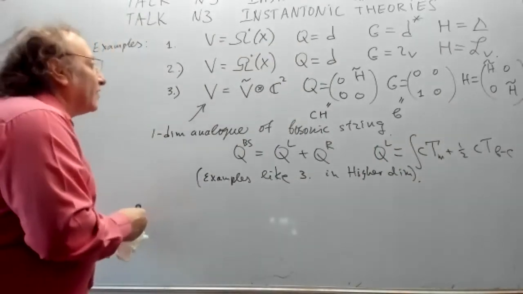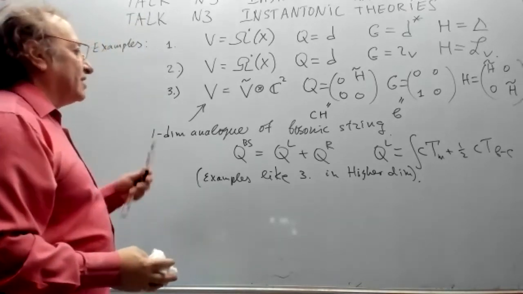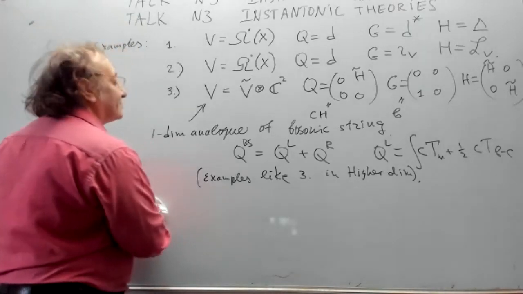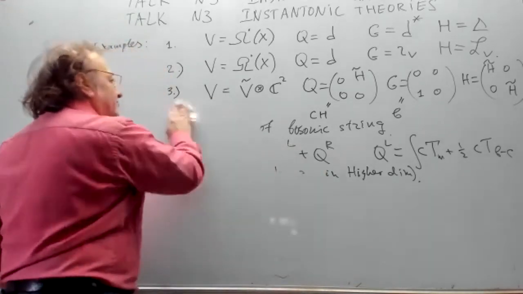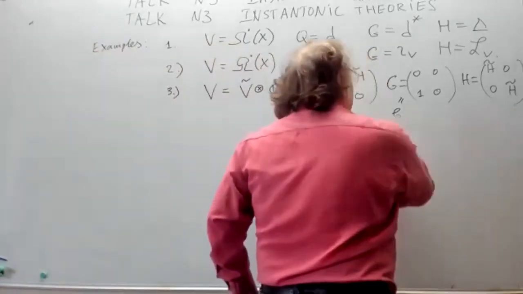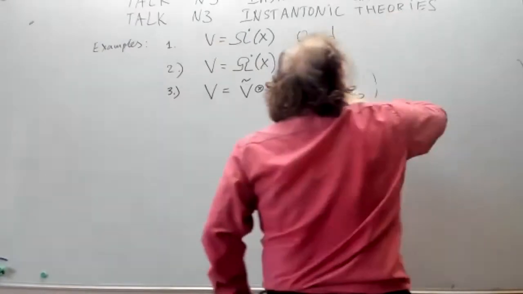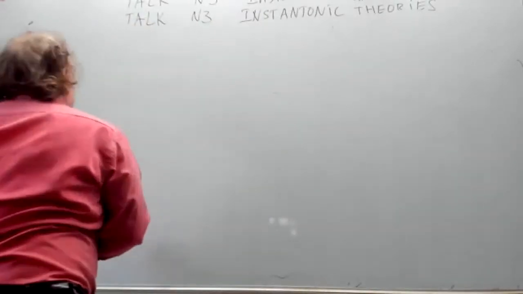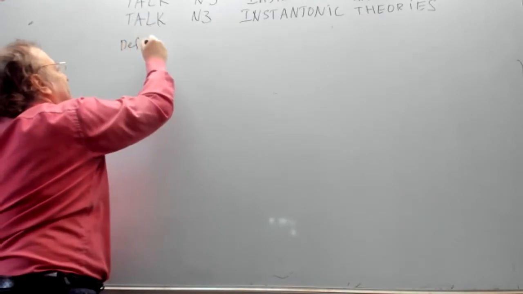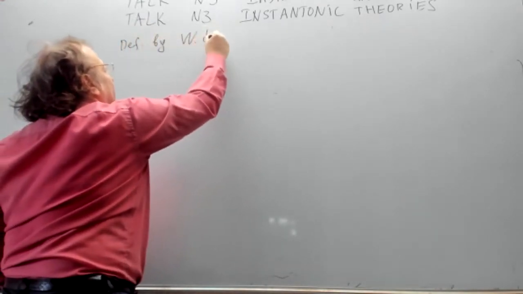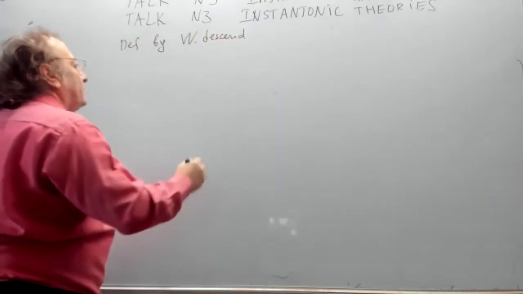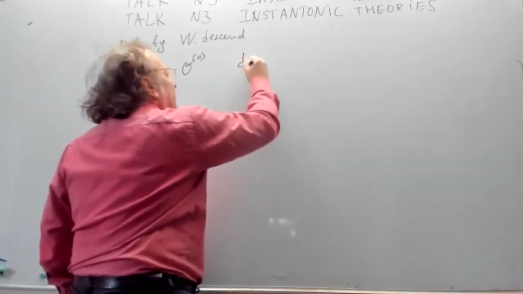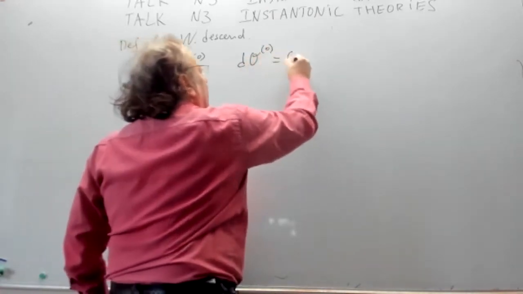Okay. Now, what else have we discussed? So which is slide number 2? We discussed deformation by Witten's descent. Consider a local observable such that D of the local observable is Q of O1.